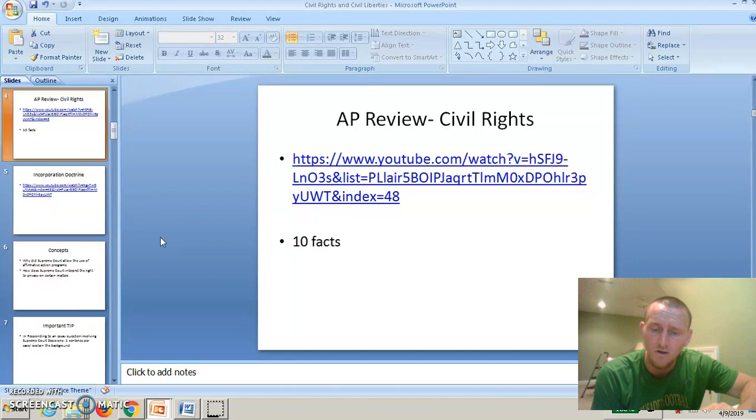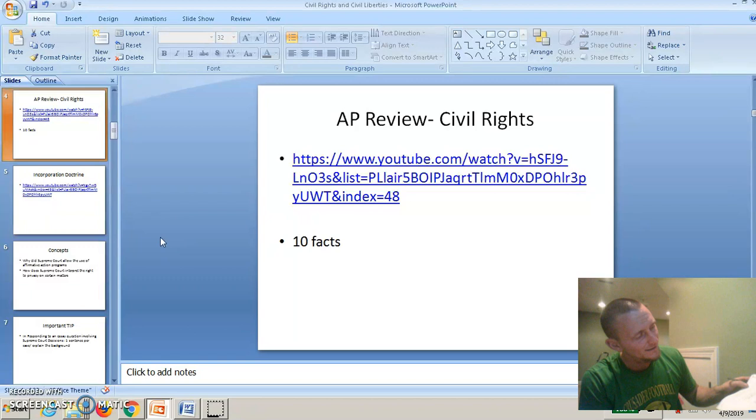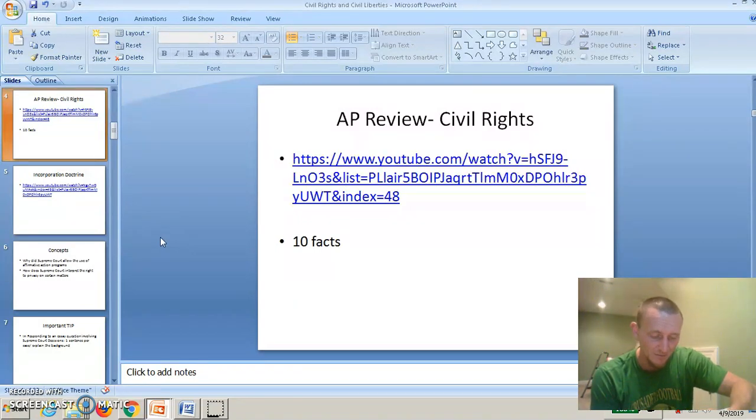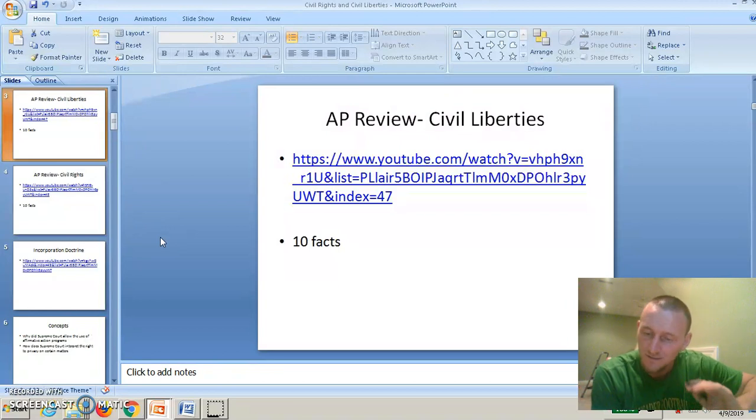But your civil rights are your protections against pretty much discrimination. It's in your handouts. It's in your notes. Your civil rights are protections against discrimination based on race, gender, other minority status. So it helps from discrimination. Okay, civil liberties. Civil liberties applies to protections by all Americans. So pretty much your civil liberties tell the government what they can and cannot do.